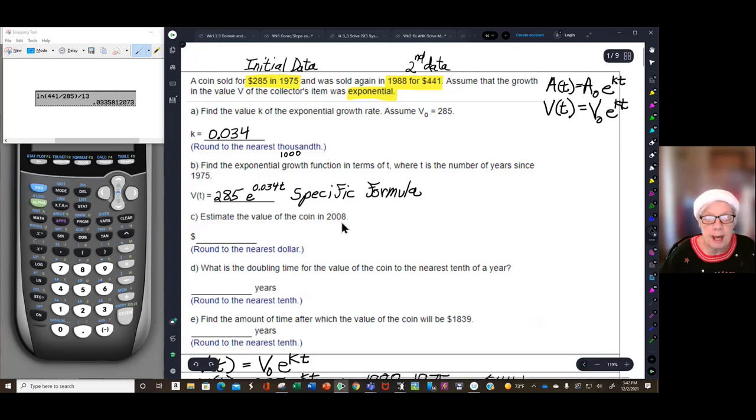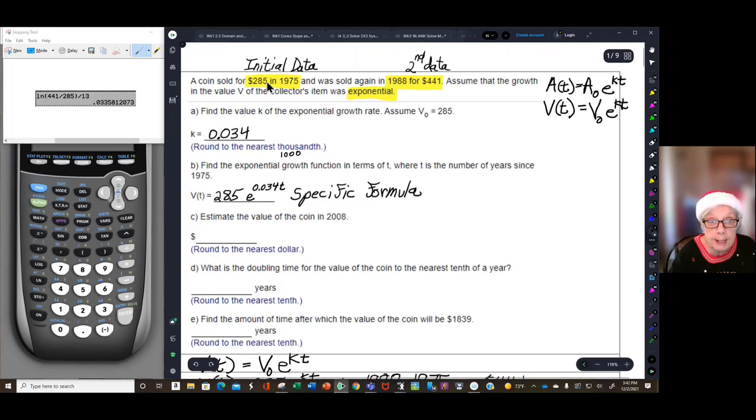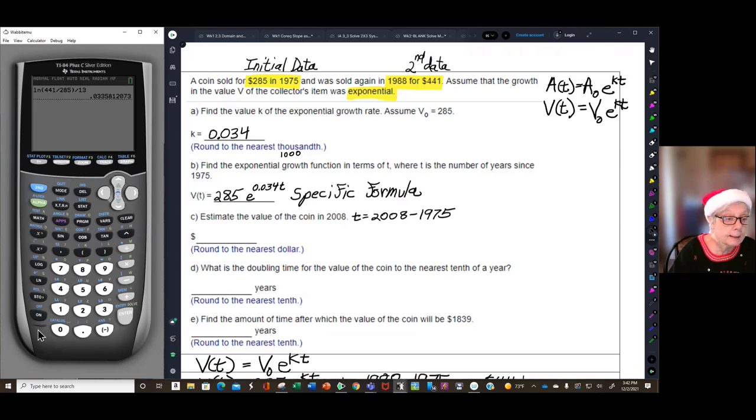Okay, now it says estimate the value of the coin in 2008. Well, that means T in part C is going to equal 2008 minus 1975. Let's find out how many years that is. 2008 minus 1975. It's 33.